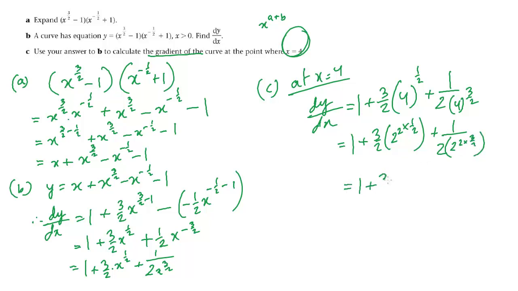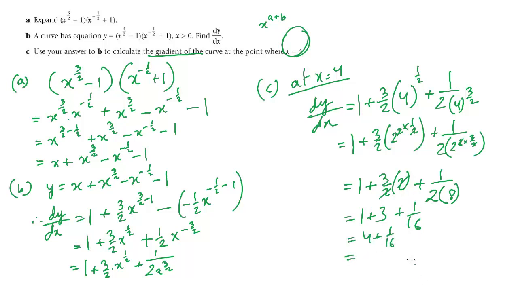Plus 1 by 2, 4 to the power 3 by 2 is 4 squared into 3 by 2. We can write 1 plus 3 by 2 into 2. This 2 and this 2 cancel. Plus 1 by 2. Now here we have 2 to the power 2 into 3 by 2. This 2 and this 2 cancel. 2 cube is 8. So we can write 1 plus 3, this 2 and this 2 cancel, plus 1 by 16. So this is 4 plus 1 by 16. So this is 65 by 16.